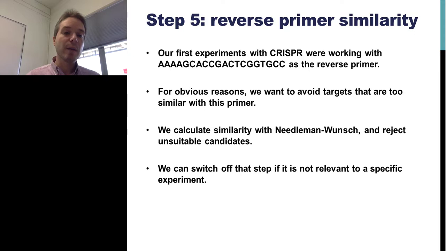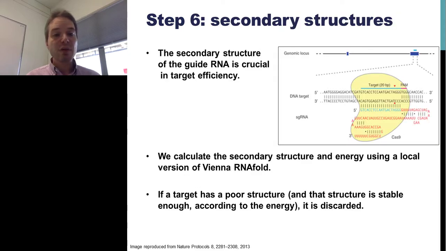In step 6, we look at the secondary structure. The reason we do that is that the secondary structure of the guide RNA is very important for the efficiency of the target. The 23 base pair, including the PAM motif that you generate, is important to bind to the region you're targeting, but the rest of the guide is important to bind to Cas9 and bring Cas9 to make the cut.